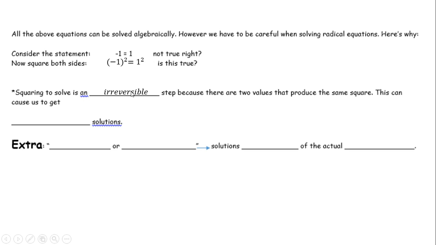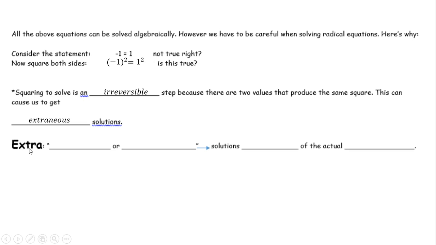Squaring is an irreversible step because there's two values that can produce the same result. So if you just square root to undo the square, there's two different answers to that. There's 1 or -1. It doesn't take you back to the original number. So you have to be really careful about that. So what we learn is we need to look out for what's called extraneous solutions.